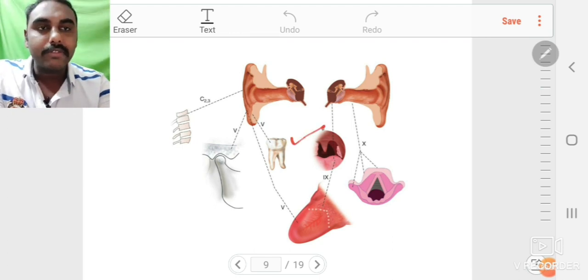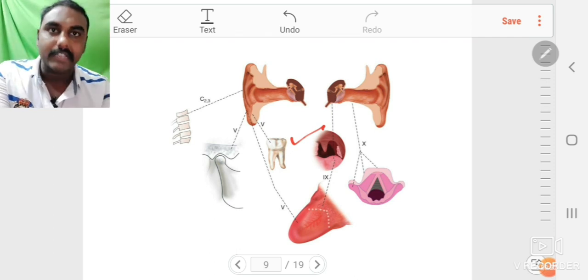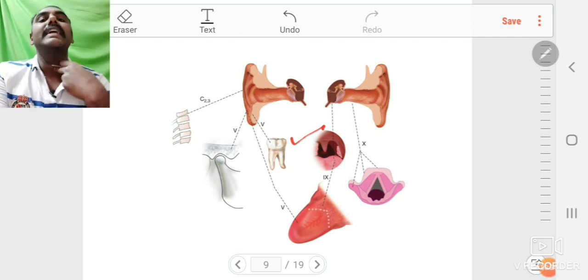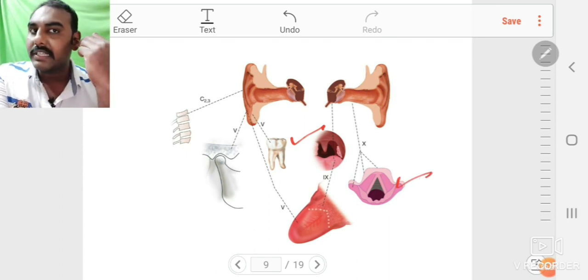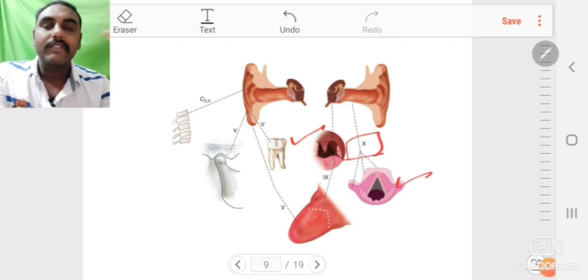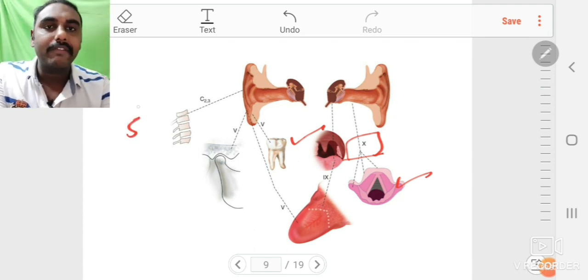The pain in the tonsillar fossa can get referred through the glossopharyngeal nerve, or they can give a pain in the larynx area. The pain in the larynx area can get referred to the ear through the vagus nerve. So we need to think and answer what I said, 5 nerves.